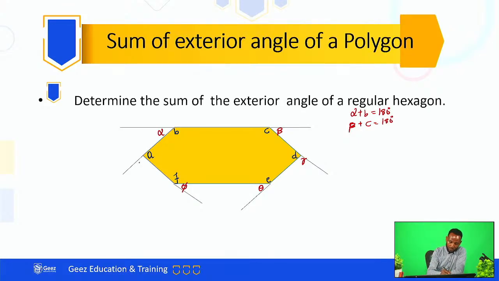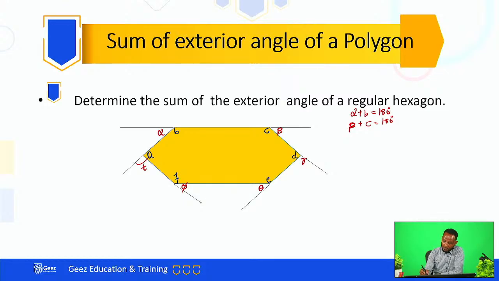Again, I'm going to assume this one. Suppose alpha, beta, gamma, theta, phi. So it's five. Then I'm going to assume another angle over here. Let's call it t.